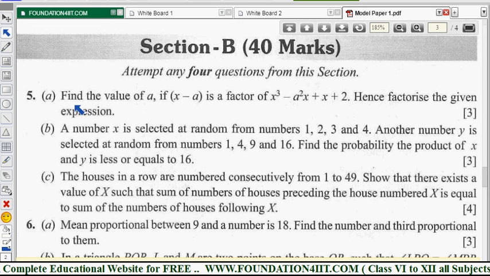So now let us see question number 5. In this first one, find the value of a if x minus a is a factor of x cube minus a square x plus 2. Hence factorize the given expression. First we need to find out the value of a, then we can factorize and find the factors of the remaining terms. So let us solve this now.